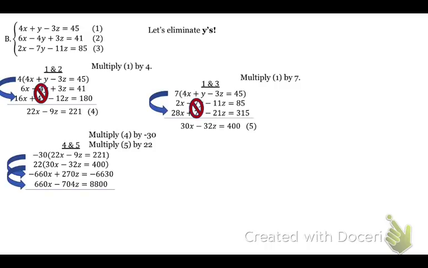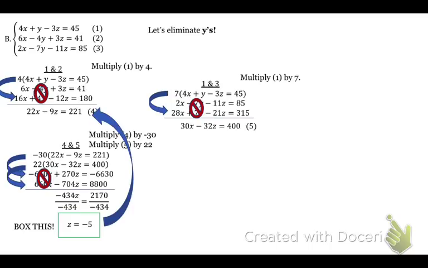Okay? Now those x's cancel. 270 minus 704 is negative 434. Negative 6,630 plus 8,800 is 2,170. Divided by negative 434, you get z equals negative 5.